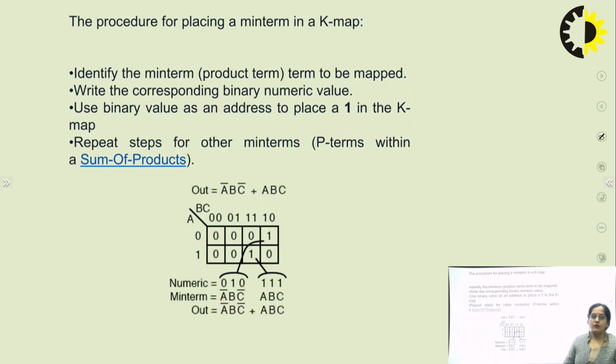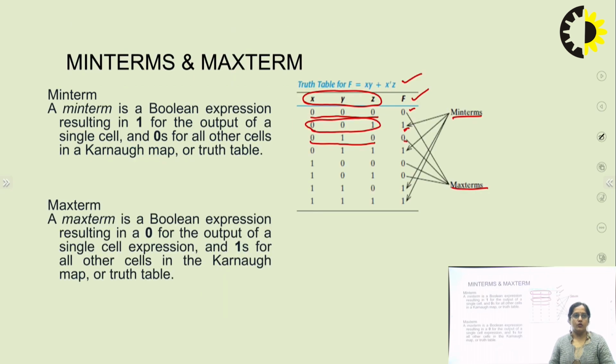So the procedure for placing min terms in a K-map. First of all, the statement is given to you. Then from the statement, we go through this truth table. So we create this truth table for different input combinations. From this truth table, we have to place the zeros and ones in the K-map.